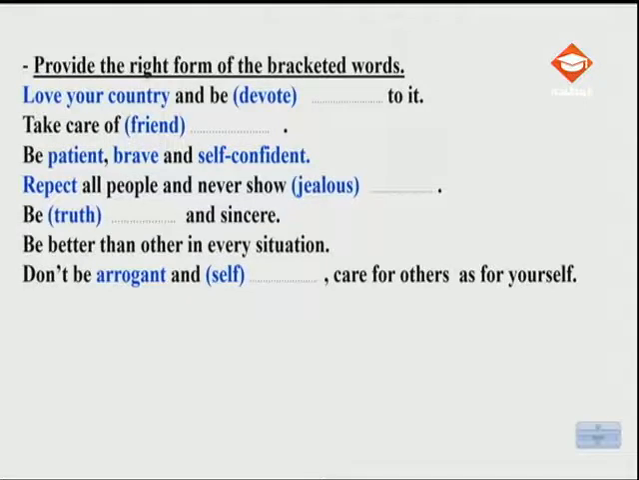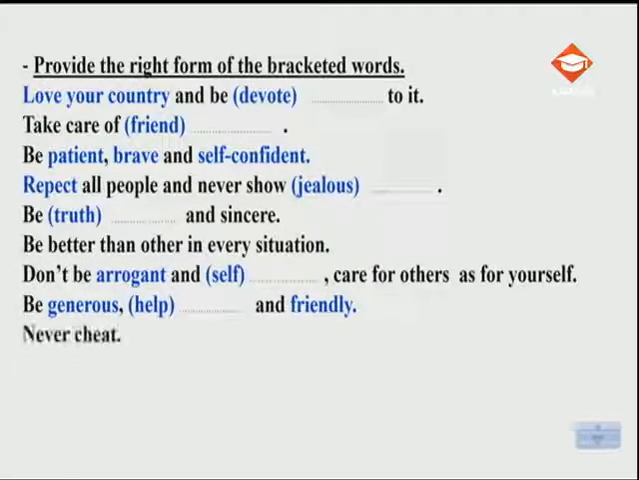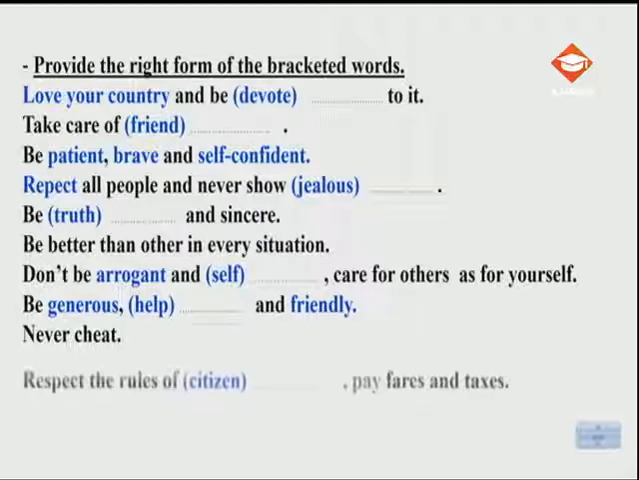So you need to care for others as for yourself. Exactly. Be generous, helpful, and friendly. Helpful. Double L or one L? One L. One L. I know my questions are easy now. Do not ask for a bonus. Of course, I will ask for a bonus. You deserve a bonus because you said you never cheat. I've never cheated. Next, please.